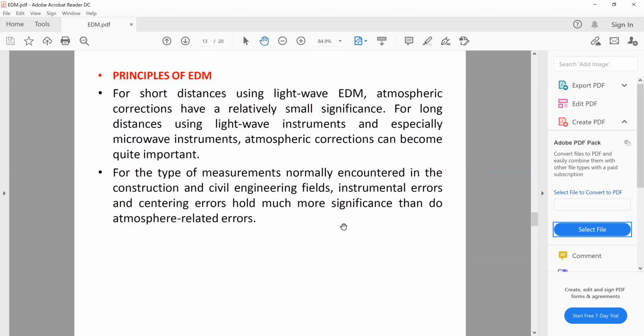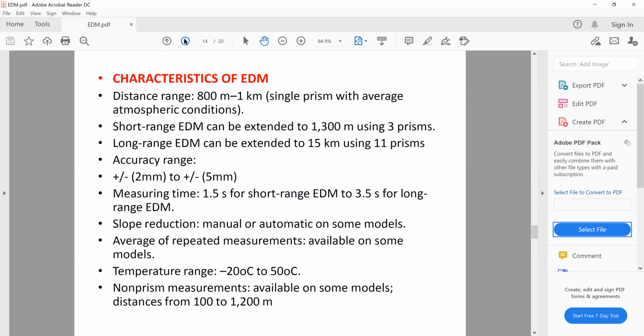So since in our construction, we don't have to measure very long distances, even when we're doing projects such as highways, we can divide it into small patches so the total doesn't get too much. So in that case, these corrections of atmosphere do not have much significance. What matters is if there is any instrumental error, or if there's some human error, or if you have performed the centering and leveling correctly. Those things have much wider repercussions for your calculations.